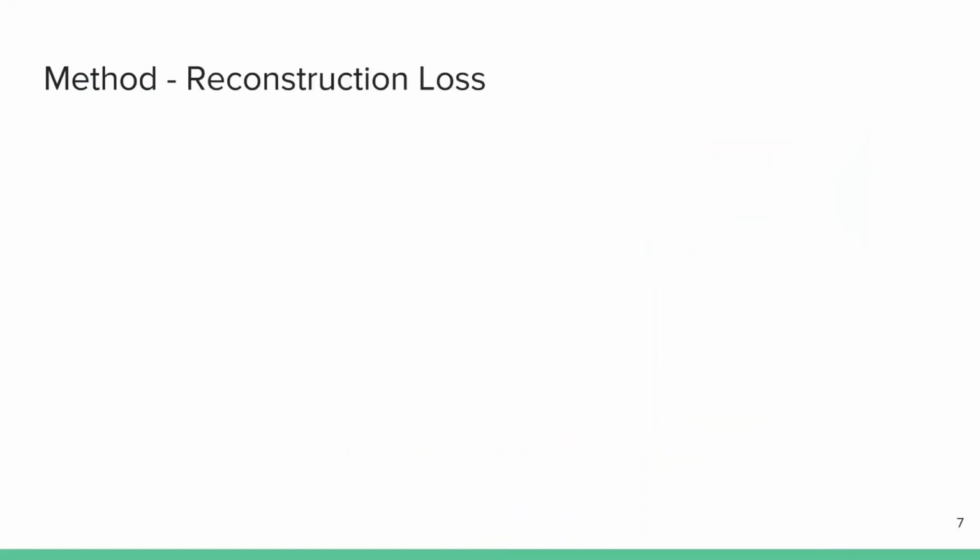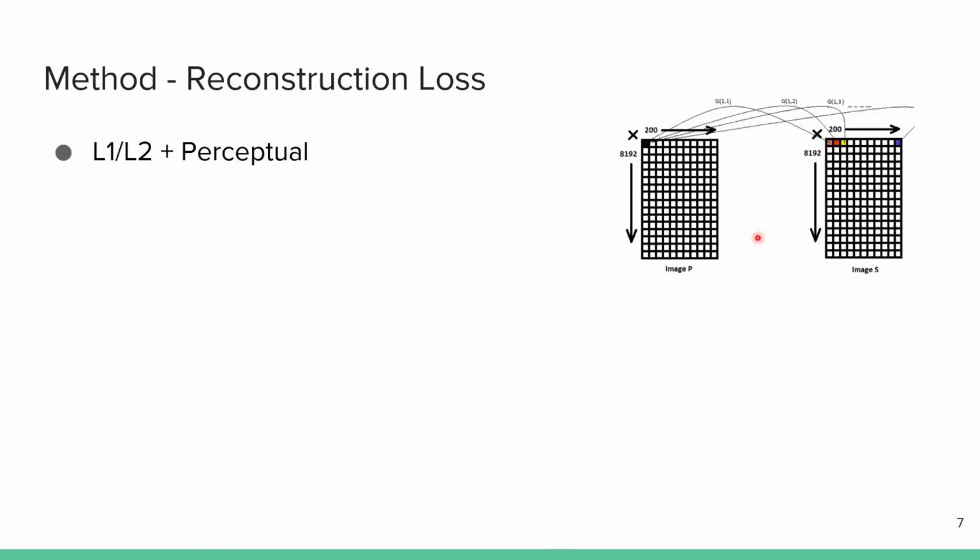First, let's touch upon the reconstruction loss. The reconstruction loss is composed of two parts. The first is simply the pixel-wise difference between the reconstructed image and the ground truth, and it's calculated by either the L1 distance or the L2 distance. The second part is very important.